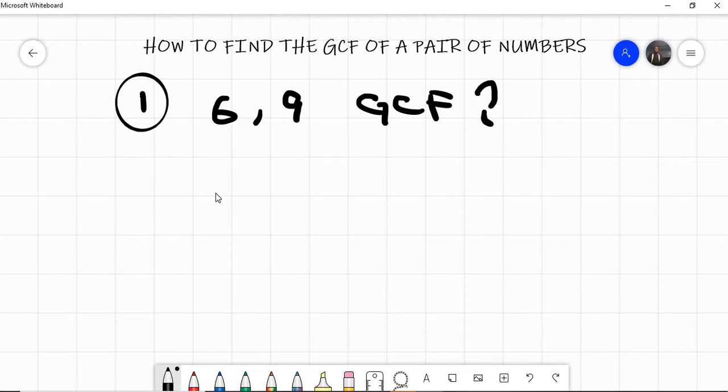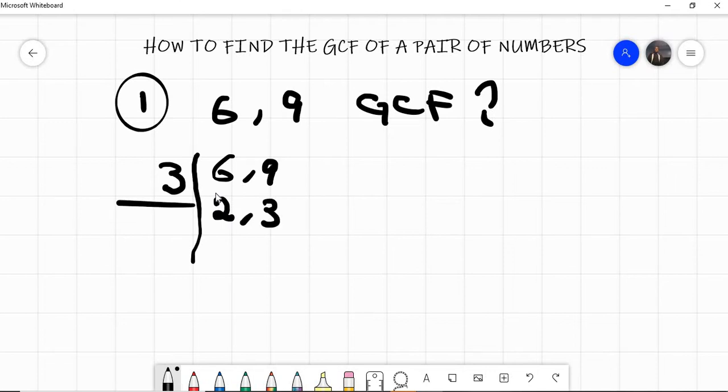So what we're going to do is just long division. We write a straight line like this, 6, 9, and figure out a number they can both share. 6 came from 2 times 3, and 9 is 3 times 3, so we can divide both by 3. This one is going to be 2 and 9 will be 3. When they are different, the 3 is our GCF.